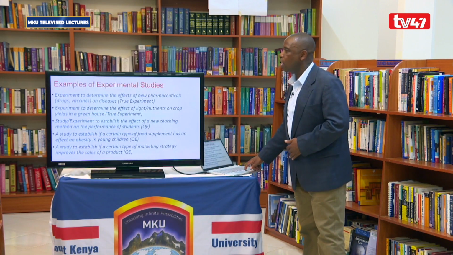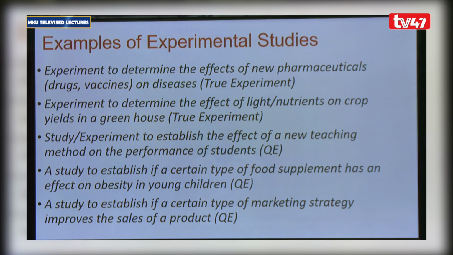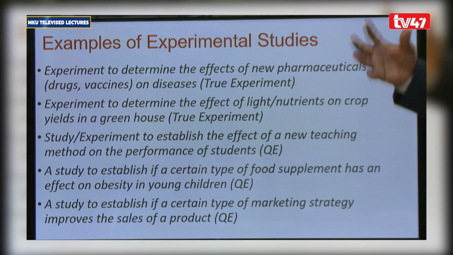Let's see a little more on what these experimental designs are in terms of examples. The first 3 bullets are what could be called true experimental designs. For instance, you are interested in an experiment to determine the effects of new pharmaceuticals or a drug or a vaccine on diseases. That is something where you can apply a true experimental design because you have control over what type of medicine to use, and you can observe and record the effects that that drug has on somebody. So you have control over that.